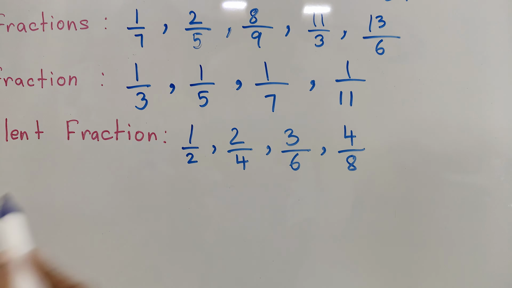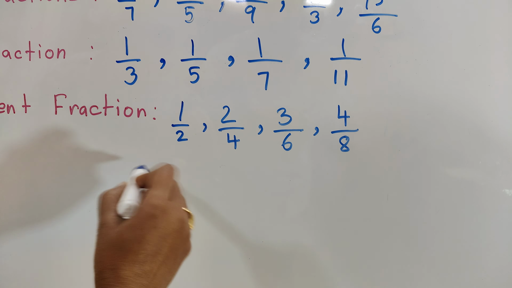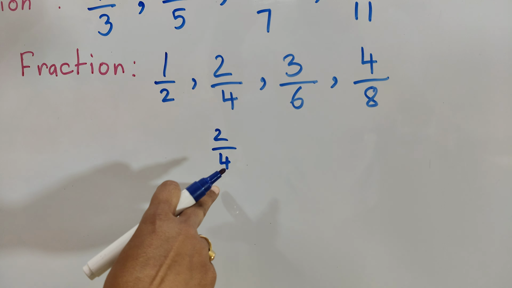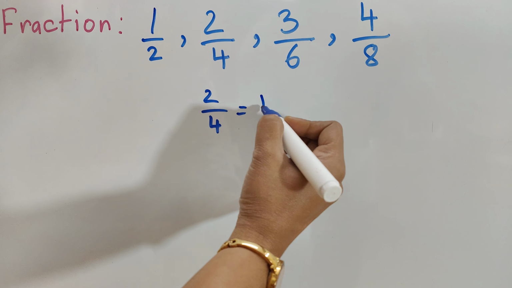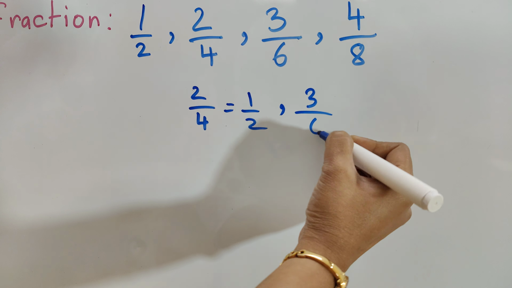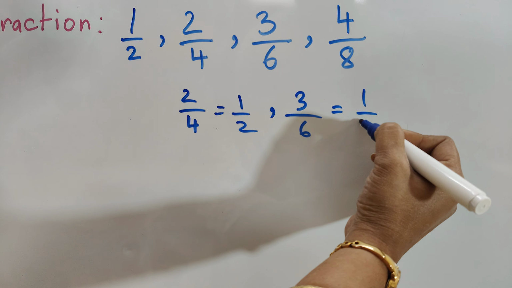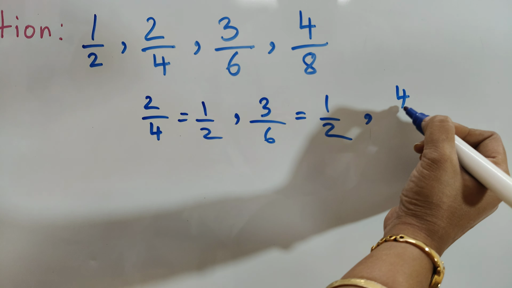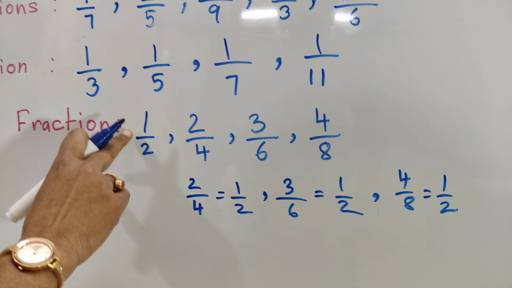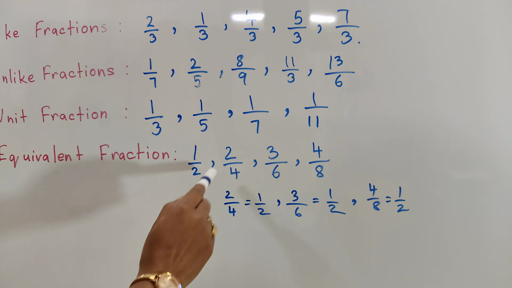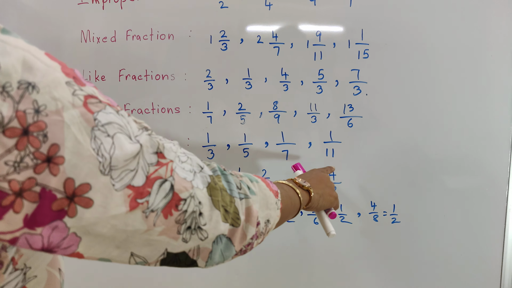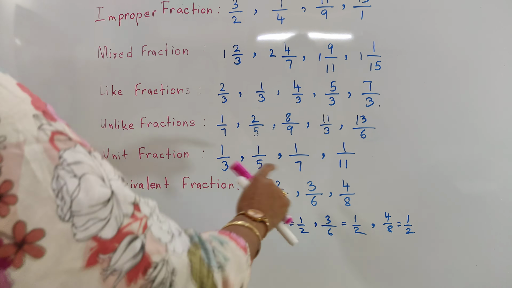Let's see how. 1 by 2, we can't simplify it further. But see, 2 by 4. When we simplify 2 by 4, we get 1 by 2. Again, let's see the next one, 3 by 6. When we simplify it, we get 1 by 2. Next one, 4 by 8. When we simplify it, we get 1 by 2. So we see over here, all the fractions have the value 1 by 2. So 1 by 2, 2 by 4, 3 by 6 and 4 by 8 are equivalent fractions.